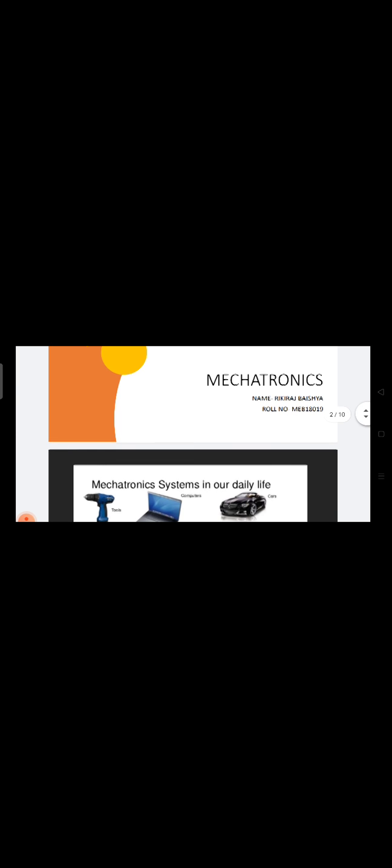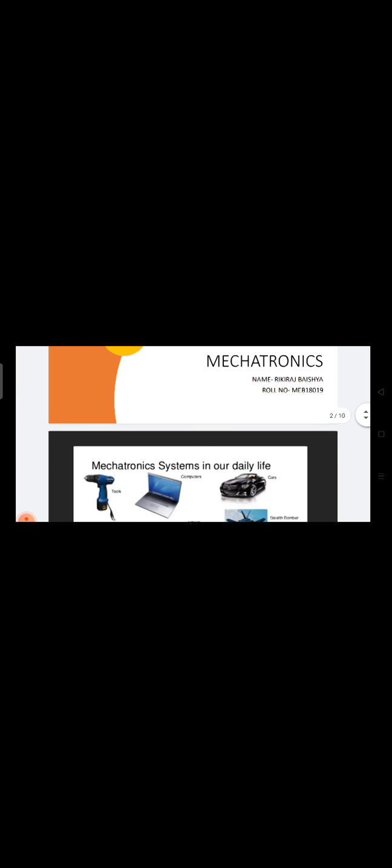So, let's start. In the first question, we have to show the machine components or mechatronic systems used in our daily life. These are some examples: tools, computers, cars, cameras, and other electronic devices like high-speed trains, and also some others. Out of these, I have taken the automatic camera, whose block diagram is given here.